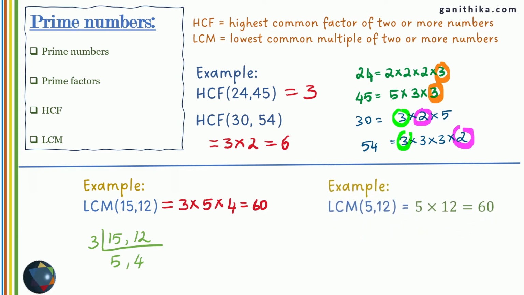But if you want to find the LCM of 5 and 12, there is no common factor for 5 and 12, so you cannot use the division method here. Instead, you will simply multiply the two numbers 5 and 12. So the first common multiple for 5 and 12 will be 60. It is interesting to note that LCM of 15, 12 and LCM of 5, 12 is the same and it is equal to 60. Why so? Can you think about it?